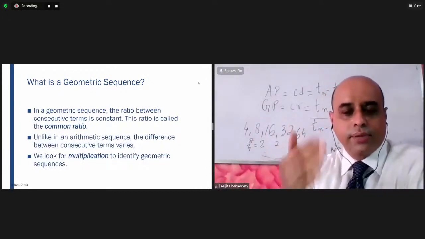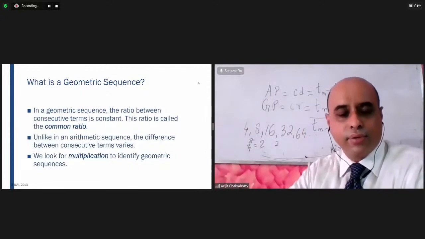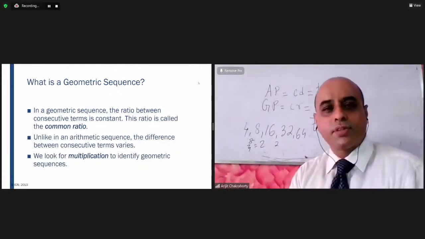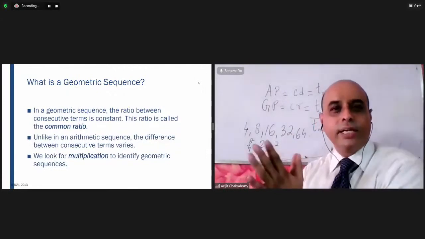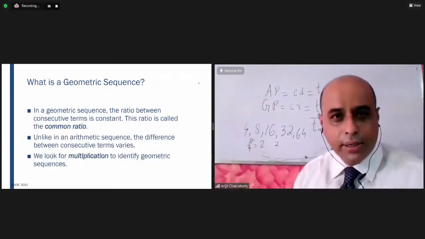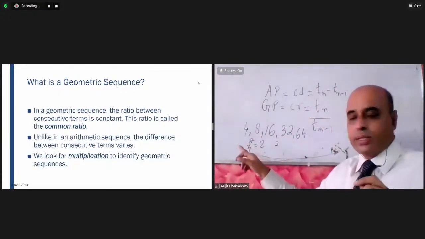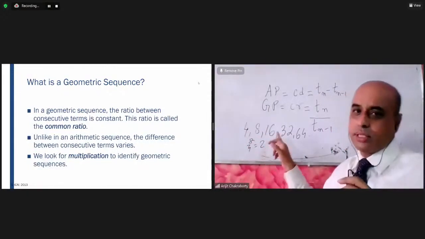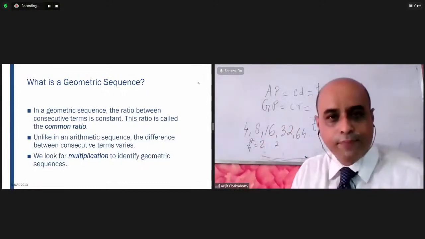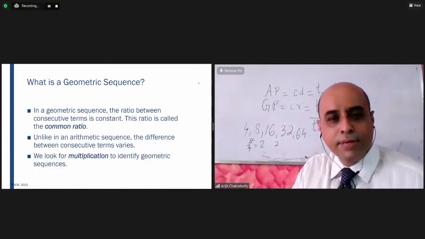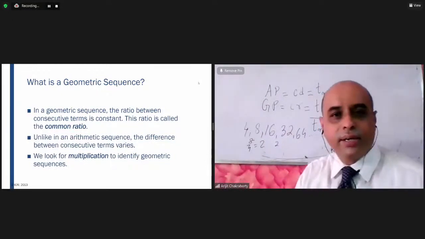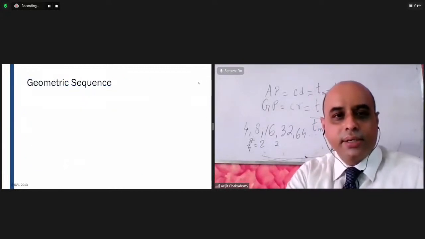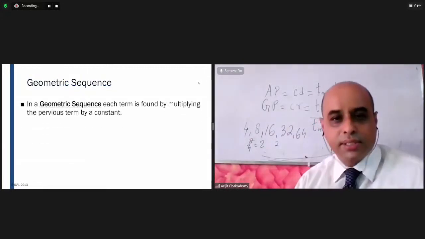So for example 2, 5, 8, 11, 14, this is an AP because we are adding 3. 2 plus 3 gives 5, 5 plus 3 gives you 8, 8 plus 3 gives you 11. But here we are multiplying. In this particular sequence, 4 multiplied by 2 gives you 8, 8 multiplied by 2 gives you 16, 16 multiplied by 2 gives you 32, and so on. The concept is quite simple, and since we have already covered AP in detail, the understanding of GP will be quite easy.